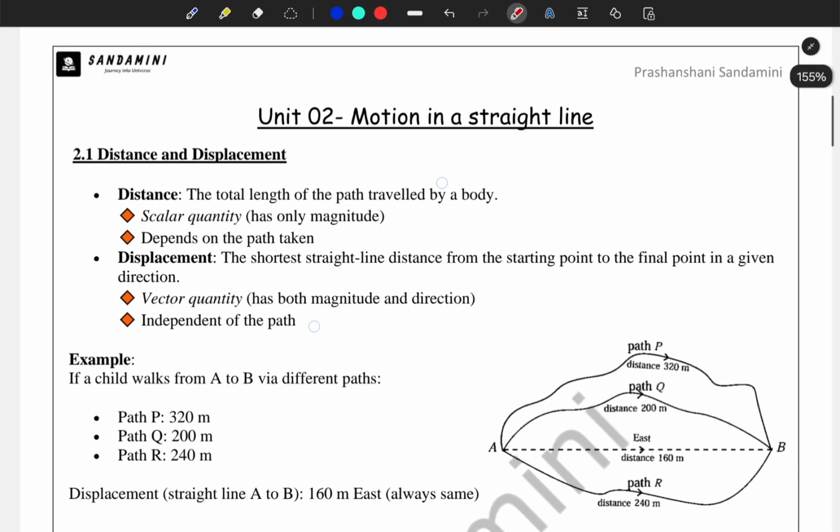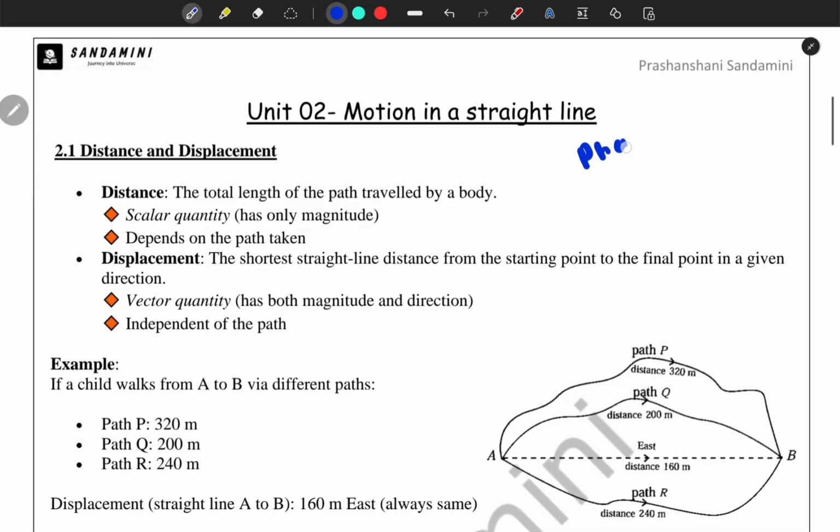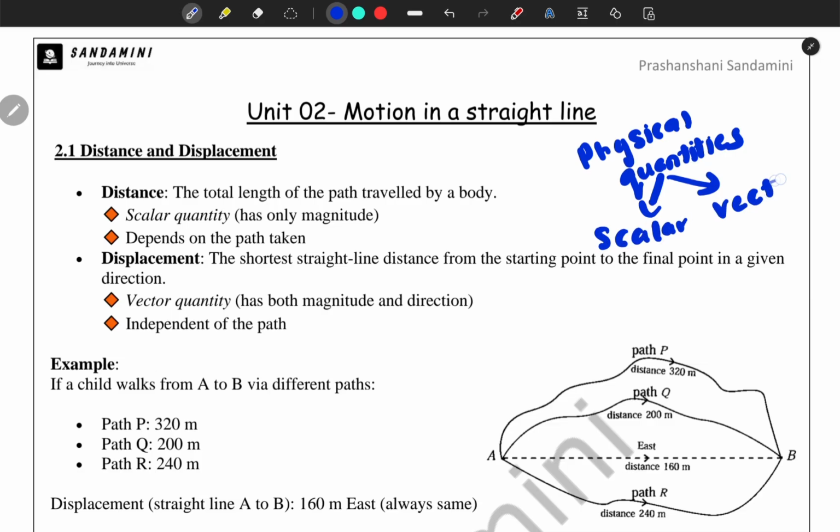And there are 2 points you have to know before entering these quantities. I first have to mention that when we are describing a motion in physics, we are using physical quantities. What is the word? Physical quantities. These physical quantities can be either scalar or vector.